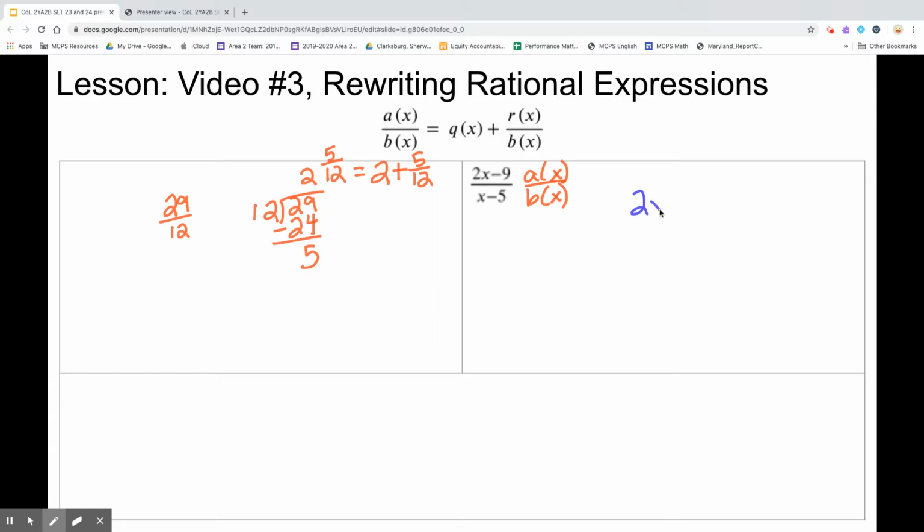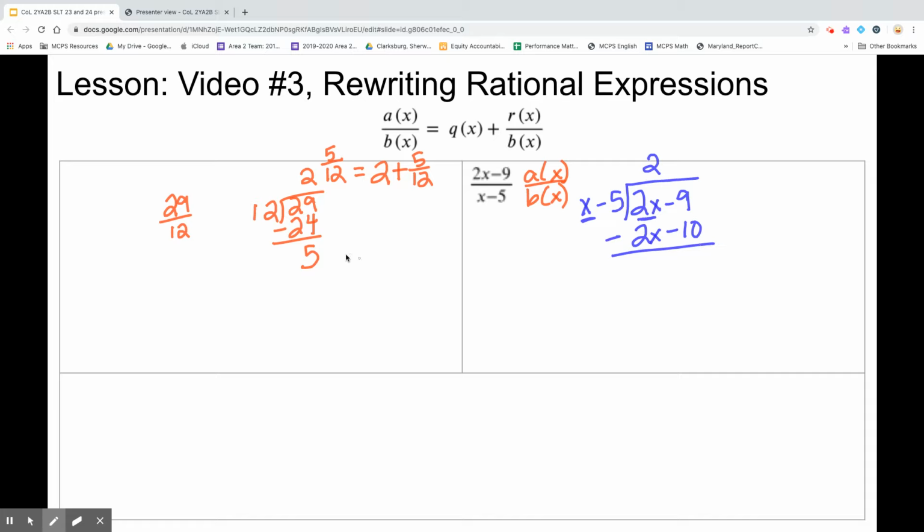So 2x minus 9 divided by x minus 5. For just a second, I'm going to put this minus 5 to the side and this minus 9 to the side. And I'm only going to look at the 2x divided by x. And that leaves me 2. Now, as I multiply back, I will multiply by the x and the minus 5, just like I multiplied 2 times 12. 2 times x gives me 2x. 2 times minus 5 gives me this minus 10 here.